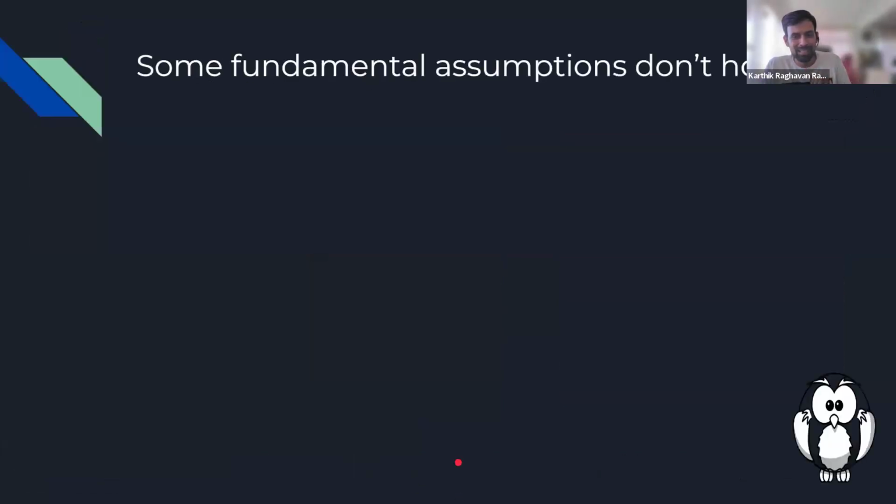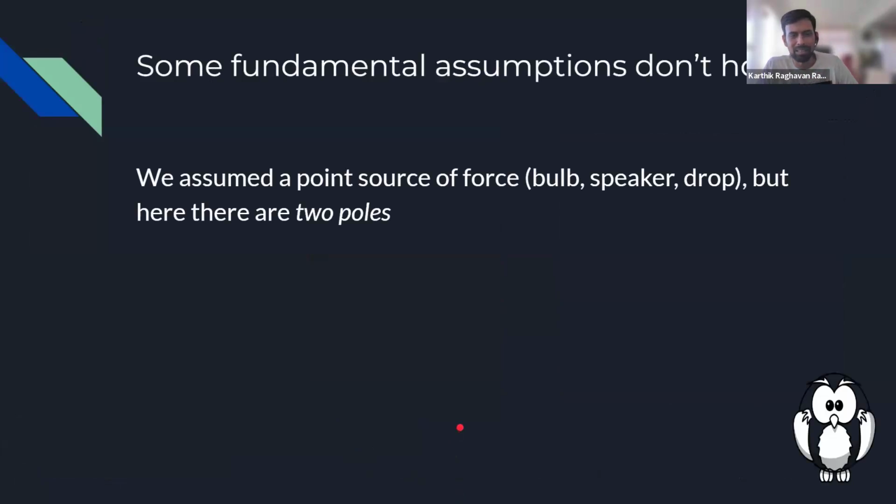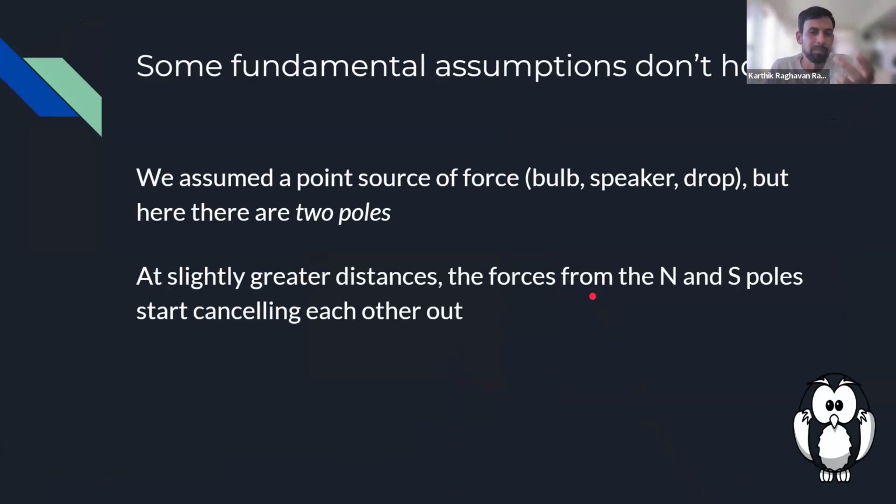So why is magnetism different? I just want to give you some hints so that you can go and read more about it. In all the other examples we spoke about, we implicitly assumed a point source: a bulb, a speaker, a water droplet. But with a magnet, there are two poles, a north pole and a south pole. There are two points of energy source, not a single point. So that is a fundamental assumption that no longer holds with magnetism. I'm talking about a traditional magnet like the pictures that I showed you.